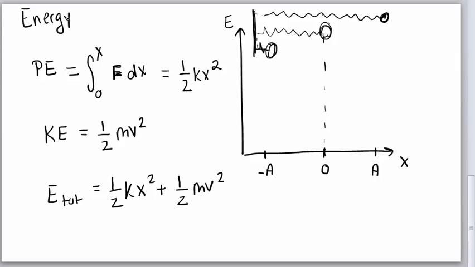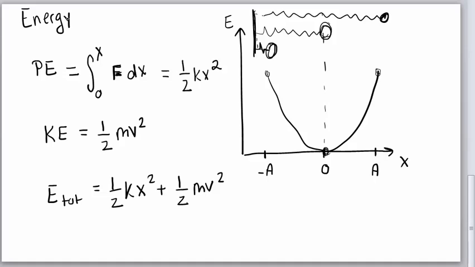Okay? So if we look at plotting energy, let's plot first the potential energy and then the kinetic energy. So the potential energy is highest at the maximum displacement. Potential energy is highest here, and potential energy is lowest at 0, right? Because at 0, the object is moving the fastest, and it's all kinetic energy at that point. So potential energy looks like this.